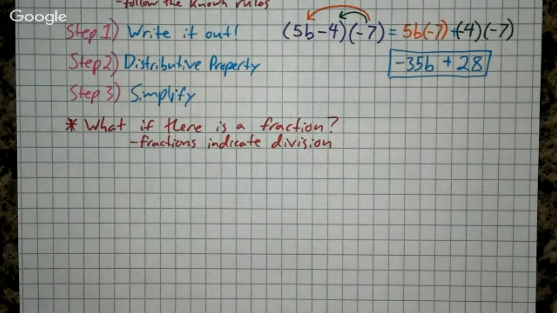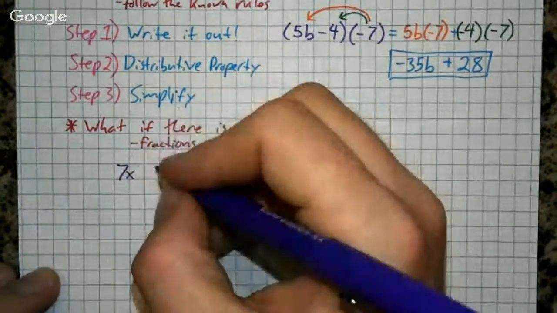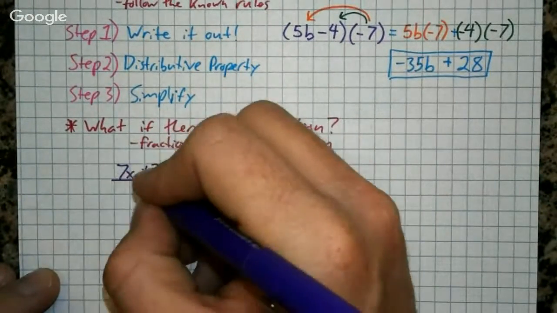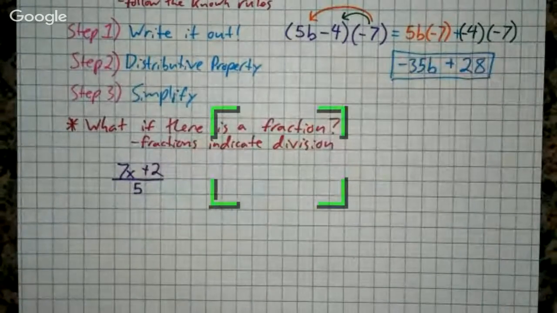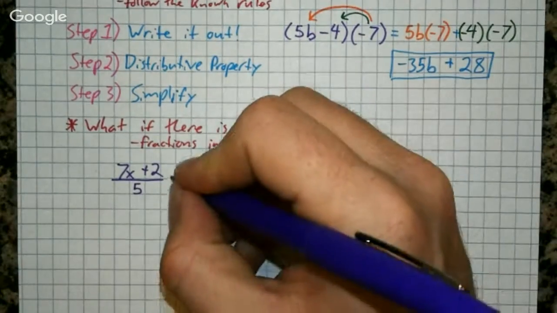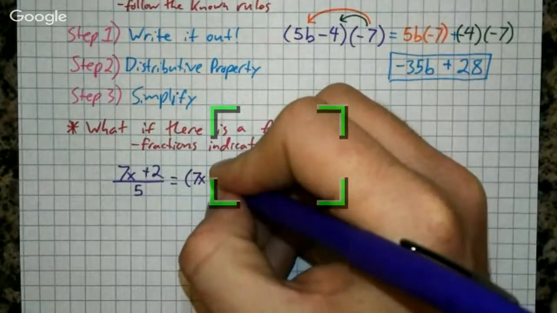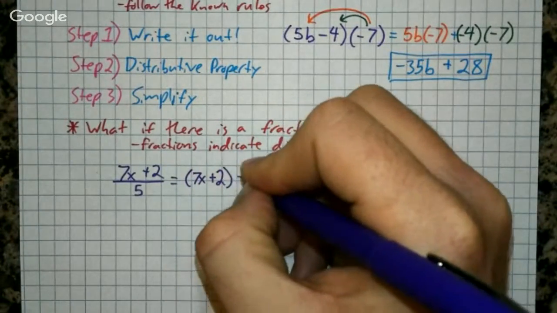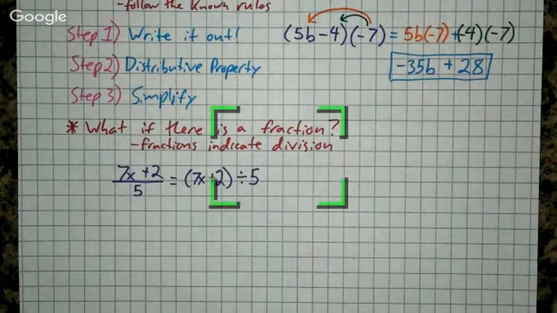So if we have a problem, and the problem is 7x plus 2 over 5. We're looking at that. Well, that over 5, that just means division. So this is going to equal 7x plus 2 divided by 5. It's the same thing. That's all a fraction is showing.